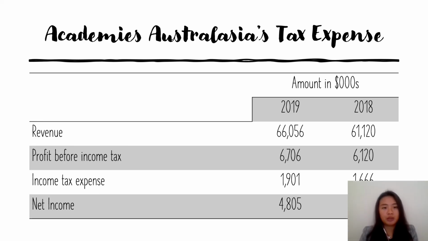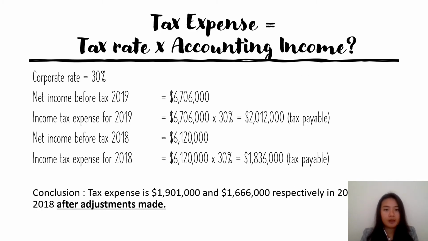Okay, now we look into the company's income tax expense. Academies Australasia's income tax expense in 2018 is $1.666 million, and in 2019 is $1.901 million. And this tax expense equals the tax rate times accounting income. So basically the corporate rate is 30%.